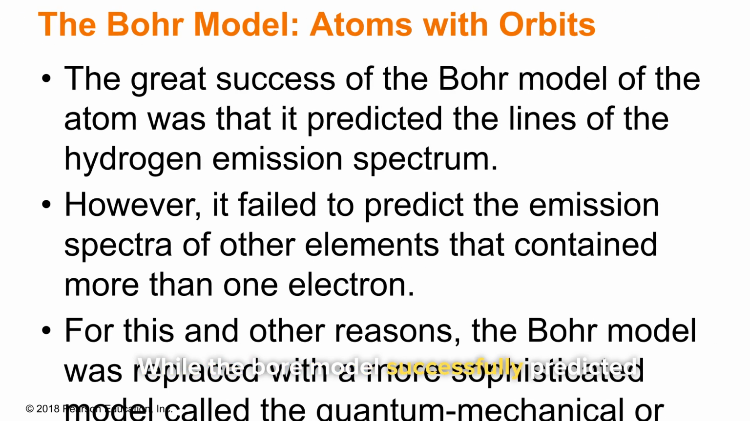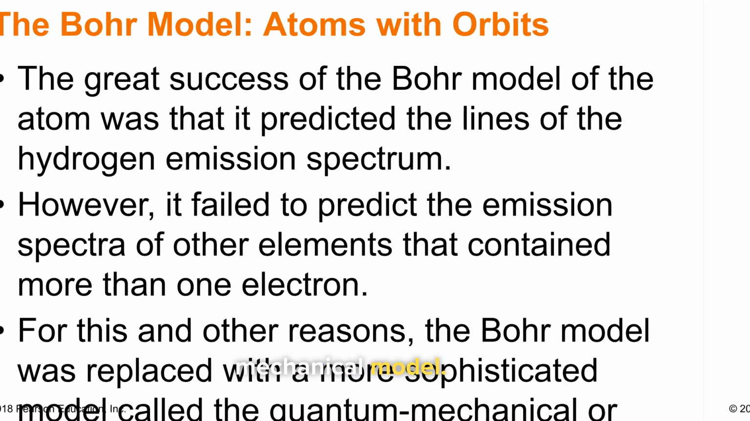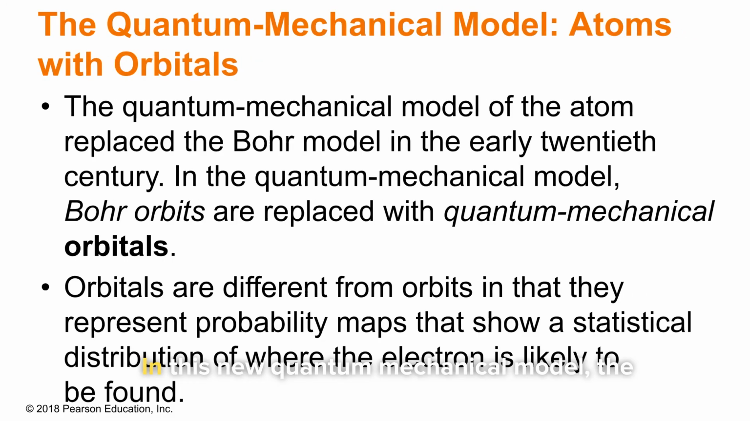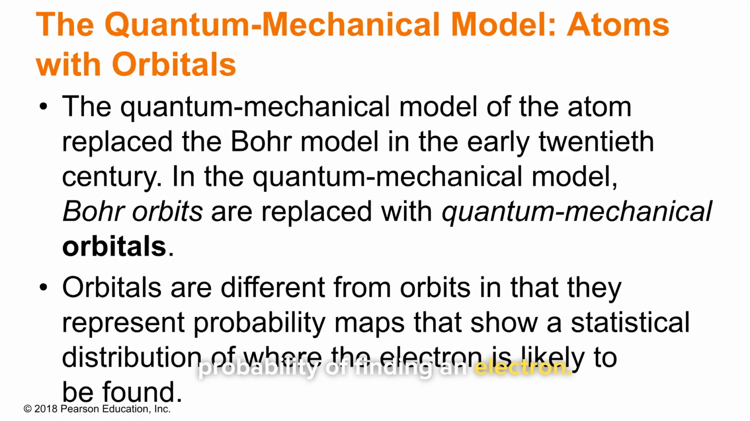While the Bohr model successfully predicted the hydrogen spectrum, it failed for elements with more than one electron, leading to the development of the more advanced quantum mechanical model. The transition from the Bohr model to the modern view marked a shift in how we perceive the internal structure of atoms. In this new quantum mechanical model, the defined orbits of Bohr are replaced by orbitals. These are not paths, but maps showing the probability of finding an electron.